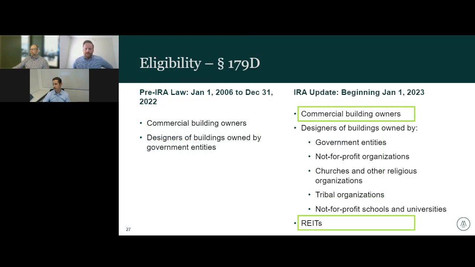And so right off the bat, the first substantial change that was made to 179D relates to who is eligible to take the deduction. From the building owner perspective, the same initial groups can continue to claim the deduction as they were able to before, with the addition now of real estate investment trusts, or REITs. And then on the designer side, there was a significant expansion of buildings that can be allocated to those designers by opening up that process to include tax-exempt entities, along with those initial public entities.